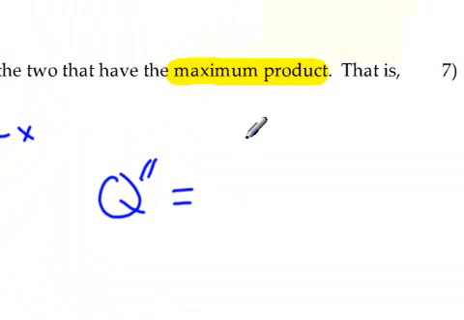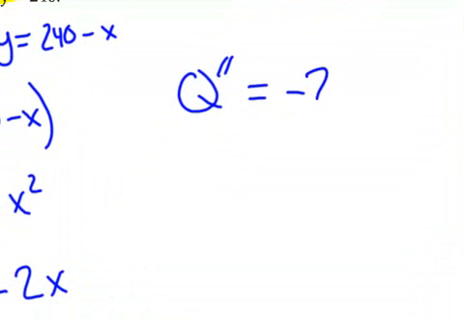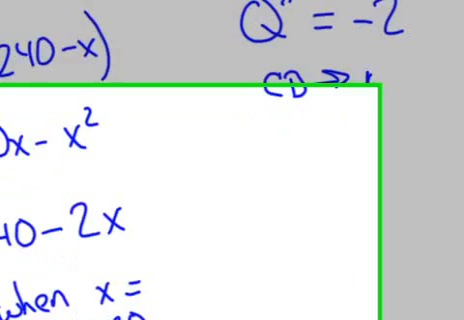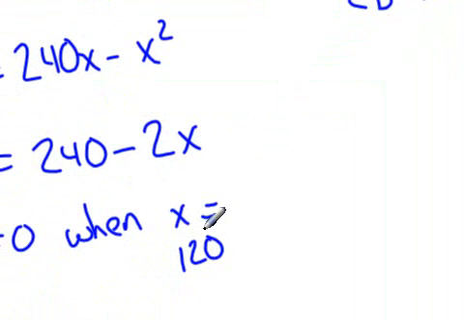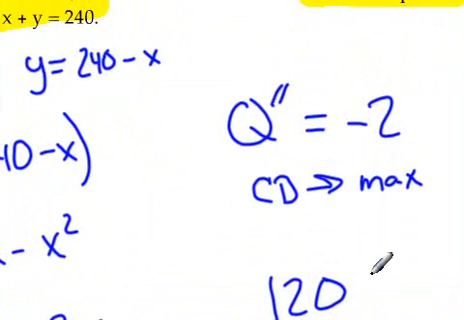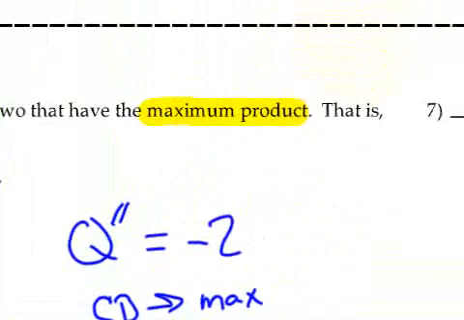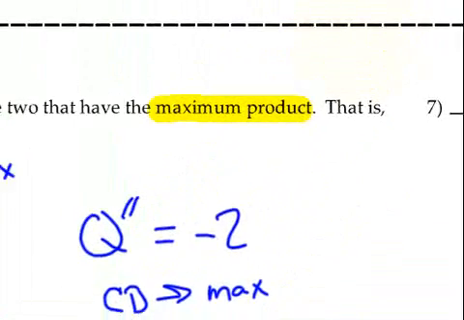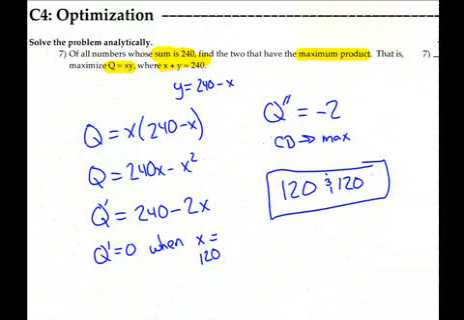The second derivative would be negative 2 is all we would get, which is always negative, which means that this function is concave down, which implies that we're going to see a maximum at any critical points. The only critical point we have is 120. So one of the numbers is 120, and 240 minus 120 is also 120, so the other number is 120. So the maximum product comes from when both numbers are 120, and we have the mathematics to support that solution.